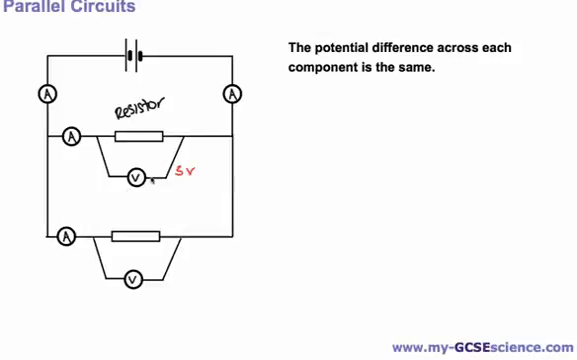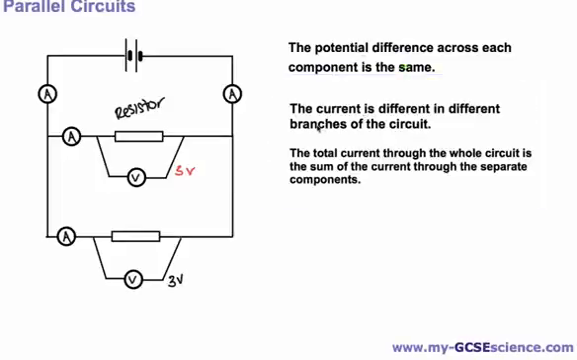So if the potential difference here is 3 volts, over here it's also going to be 3 volts. Okay, so that's applying that first rule. The second rule sounds a little bit more involved and a little bit more complicated, but it's actually not. It says the current is different in different branches of the circuit, and here it says the total current through the whole circuit is the sum of the current through the separate components.